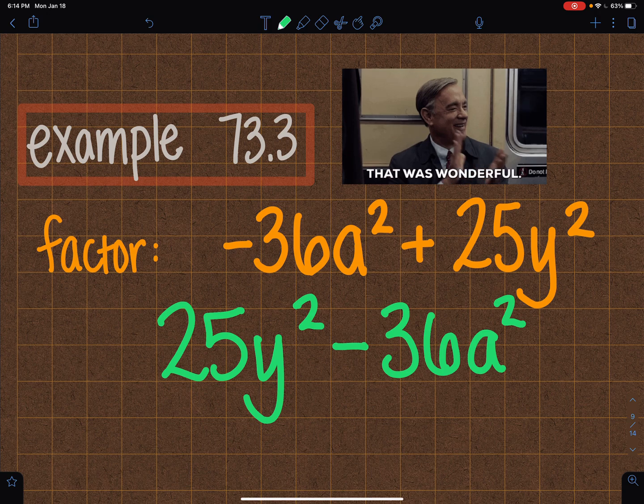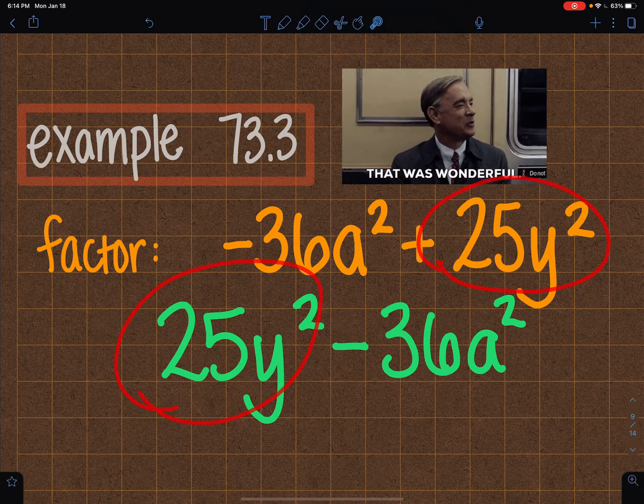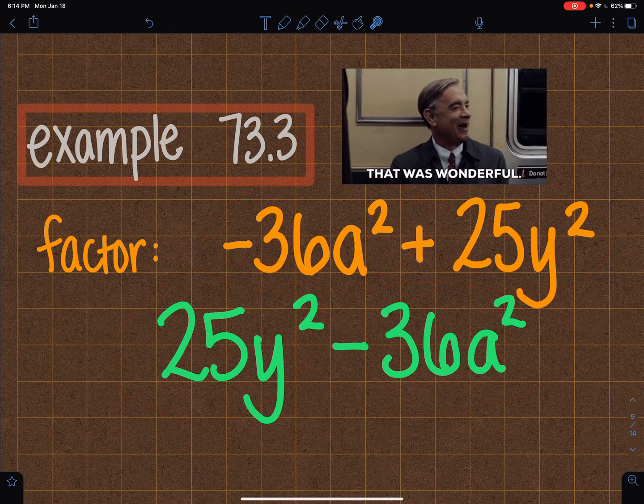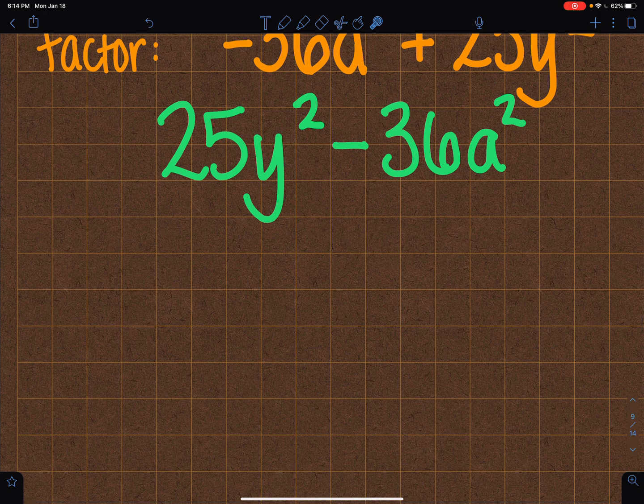Now I didn't change the problem at all. I just changed the order of those, but this is still a positive 25, and this is still a negative 36. It's still the difference of two squares. So once I change the order, I can realize it's the difference of two squares.